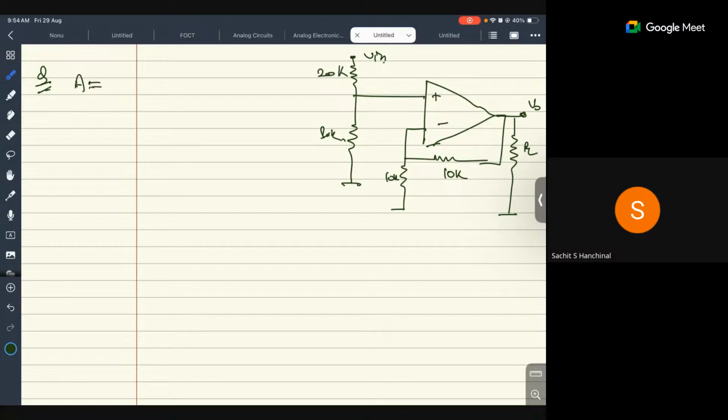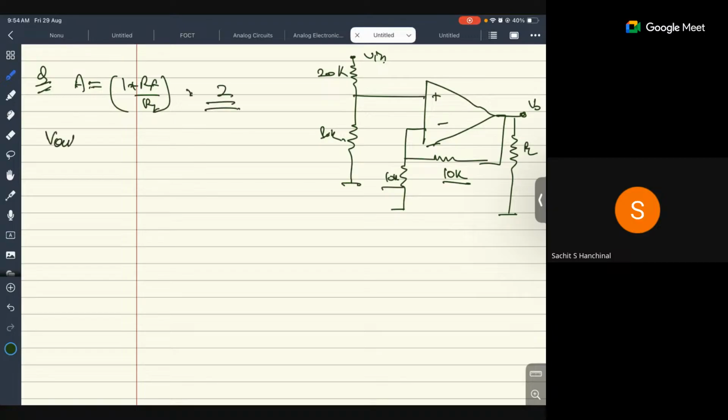Okay, so first of all, we calculate the gain. A is nothing but, it is a non-inverting amplifier. Why? The supply will be connected on the positive terminal. So it is a non-inverting amplifier. The gain is 1 plus RF by R1. RF is 10, R1 is 10. So 10 by 10 cancel out, so gain is 2.